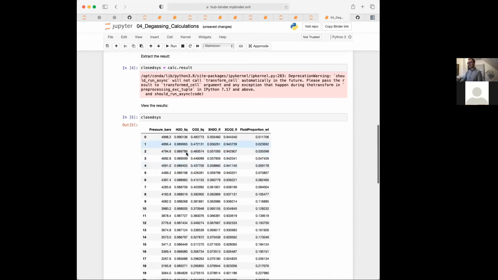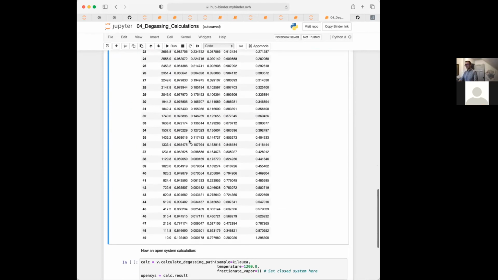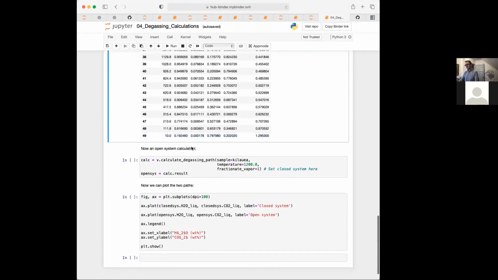And now we have a list of pressures starting at almost 5 kilobars, where we have actually all of the volatiles we started with still dissolved. So almost a weight percent of water and almost 0.5 weight percent of CO2. And as the pressure drops, those start to decrease. But again, we can now do an open system calculation.